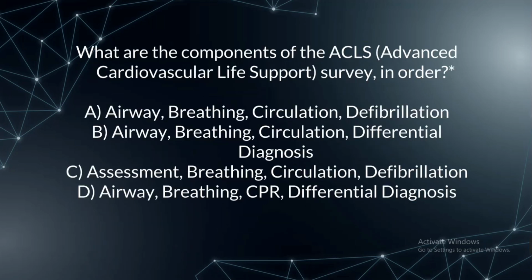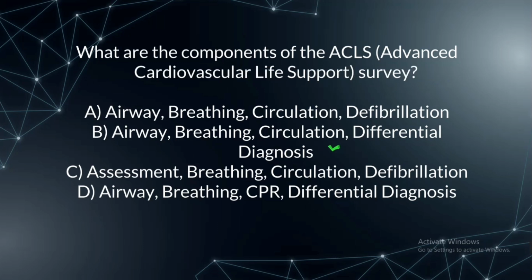Another question is, what are the components of the ACLS survey? A. Airway breathing circulation defibrillation. B. Airway breathing circulation differential diagnosis. C. Airway breathing circulation defibrillation. And D. Airway breathing CPR differential diagnosis. The correct answer is B. Airway, breathing, circulation and differential diagnosis.